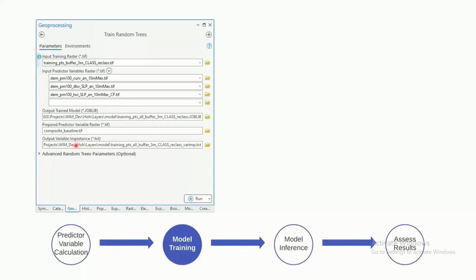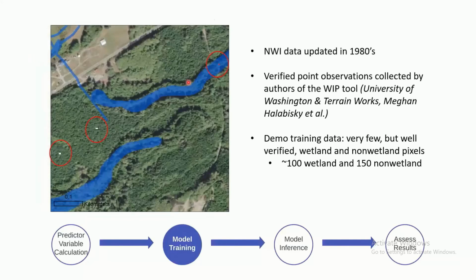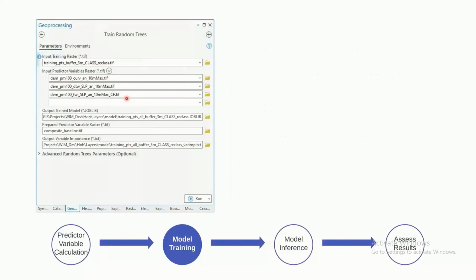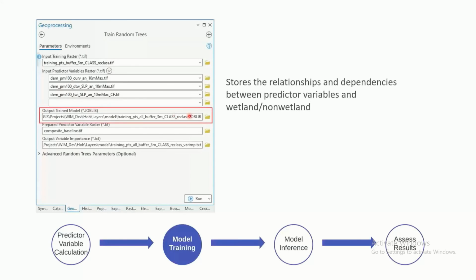So now we can advance to training the random trees algorithm. We're going to pass the training raster that contains these known wetland and non-wetland pixels. And then we're going to list the predictor variables we want to use. We have curvature, DTW, TWI, and then the main outputs. One is this trained model file, and this file is going to store those relationships and dependencies between your predictor variables and your training data.